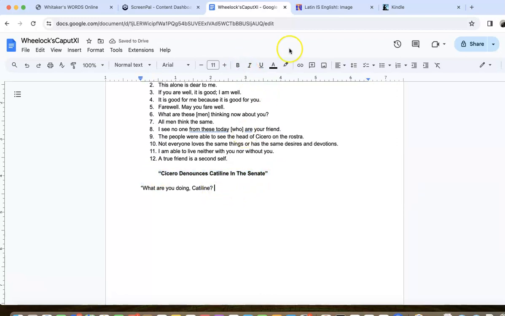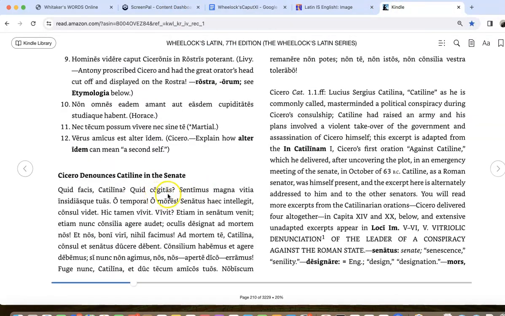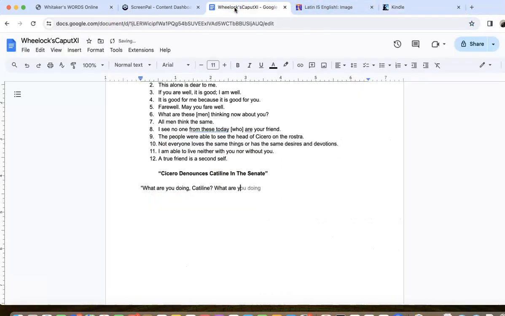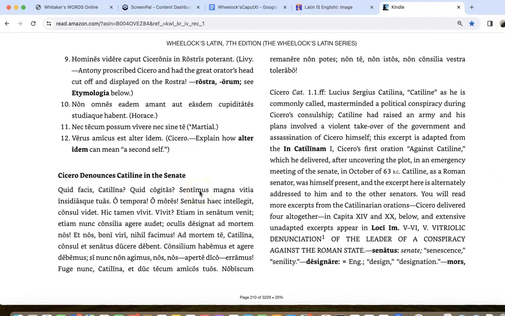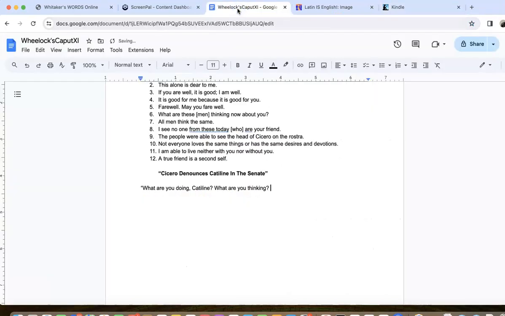Okay. So what are you doing, Catiline? What are you doing? What are you thinking? Quid cogites? What are you thinking? We perceive, so sentimus can mean think, but we saw earlier it can also mean to perceive. So mus means we. We perceive, and what do we perceive? Your great vices and treachery.